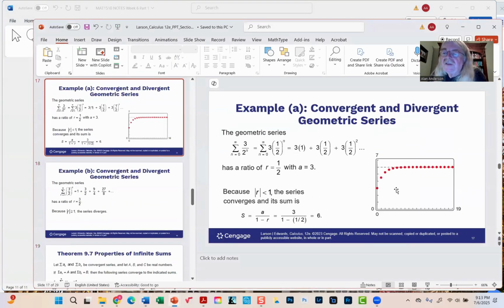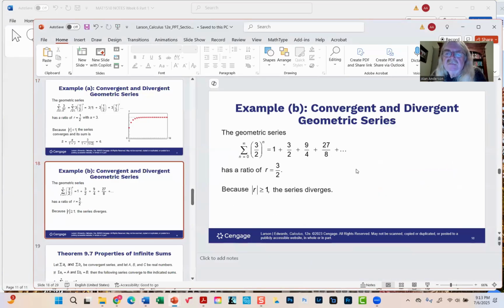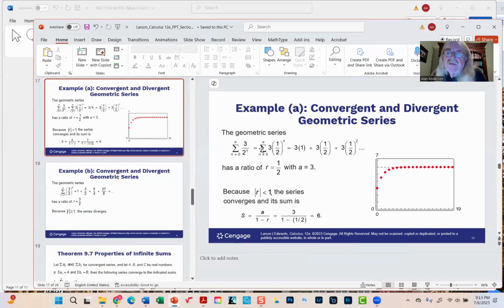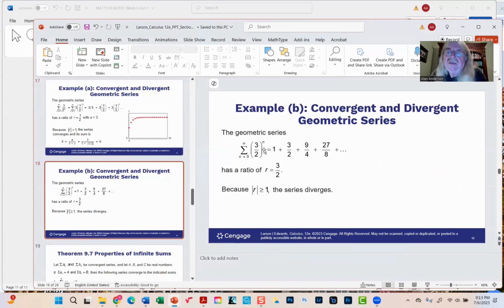Now you can see this graph they've given us. That's the 6 right there. Now this one, on the other hand, is 3 halves to the n power. 3 halves is greater than 1, so you can see the numbers are just getting bigger and bigger and bigger. And so they will not converge. They will diverge.